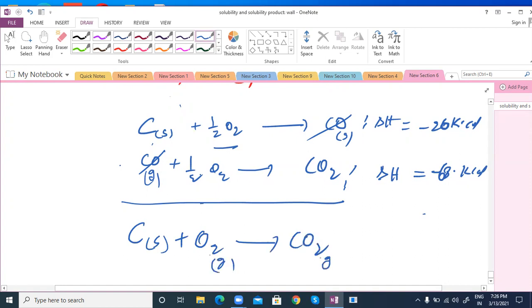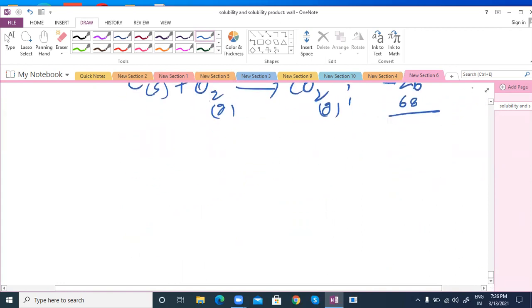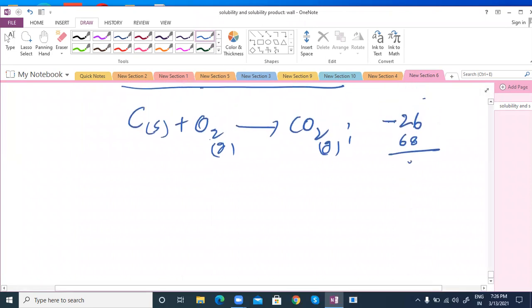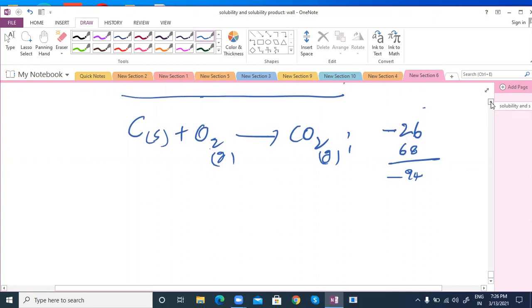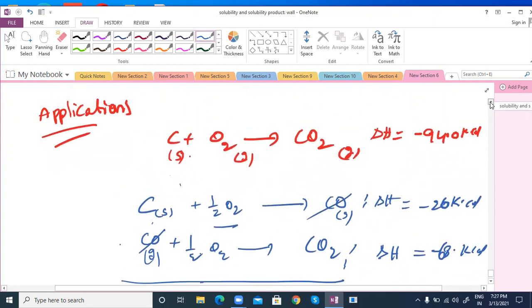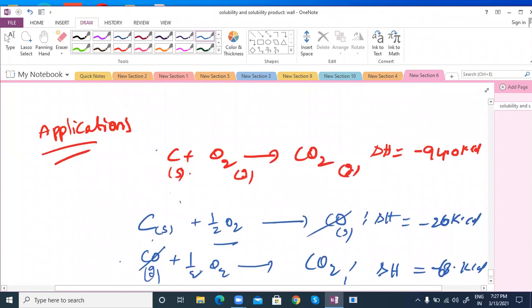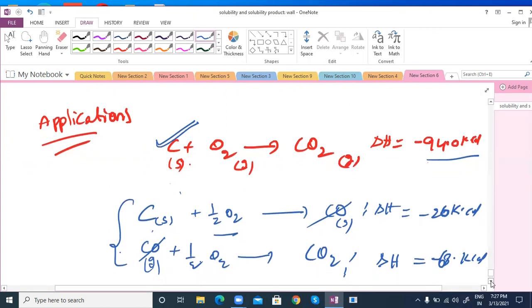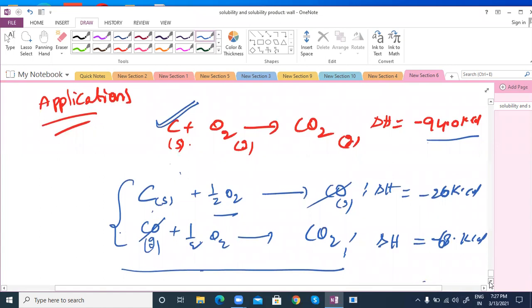So what is the value finally? We have to add minus 26 and minus 68. How much do you get finally? Minus 94. So whether the reaction occurs in one step or multiple steps, the total value is the same. In one step I got this much energy, and when the same reaction is done in two steps, the final energy is the same. This is Hess's law.